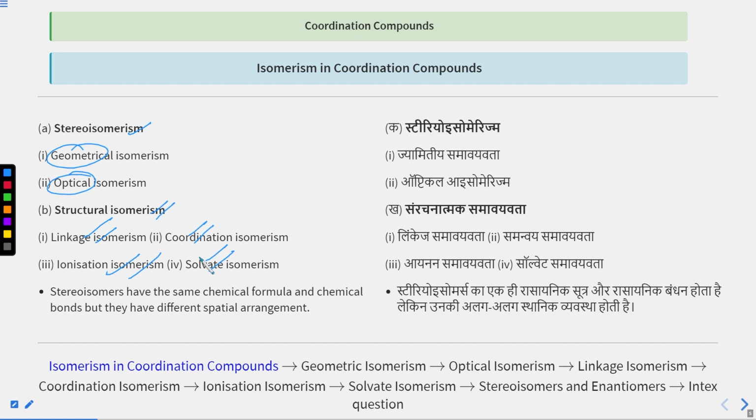Suppose A was attached to B, and B was attached to C. In the other structural isomer, it is possible that now A is attached to C and C is attached to B. The bonding is changed in the case of structural isomerism. But in stereoisomerism, the bonding is the same. Only the position of the group attached to that bond changes. Clear? In stereoisomerism, we have geometrical and optical, and in structural we have four types. Stereoisomers have the same chemical formula and the same chemical bonds, but a different spatial arrangement.